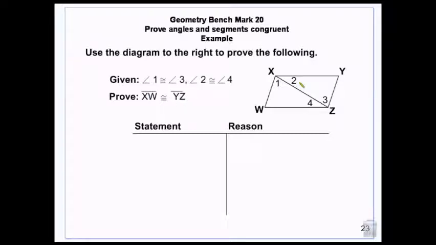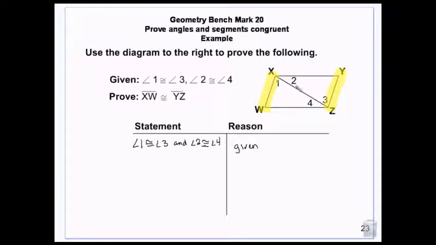So what we do to do these proofs is we want to prove that XW is congruent to YZ. So I'm trying to get to these two sides being the same. That's what I want to happen. But in order to do that, I have to first prove that the two triangles are the same. So I have angle 1 is congruent to angle 3, and angle 2 is congruent to angle 4. That was given.